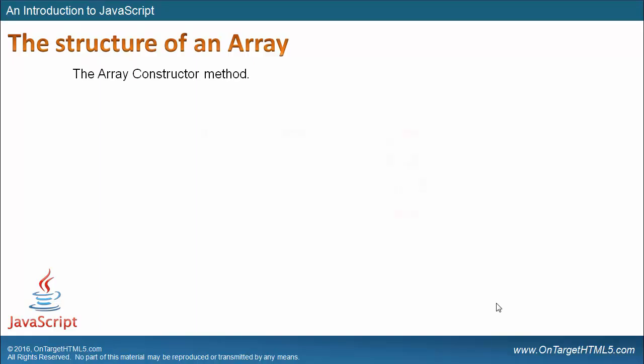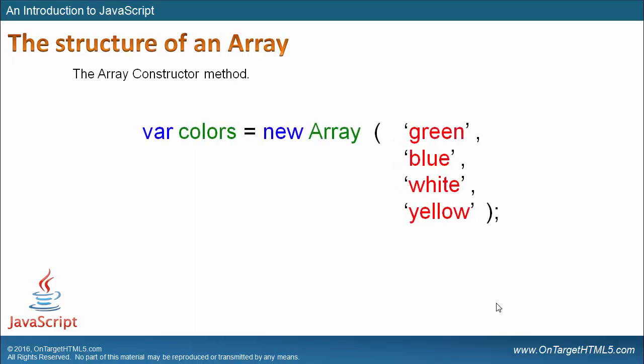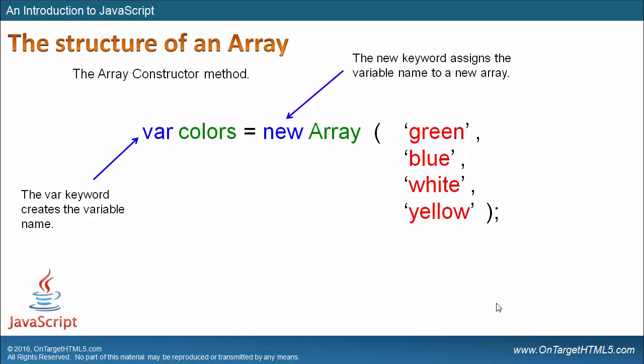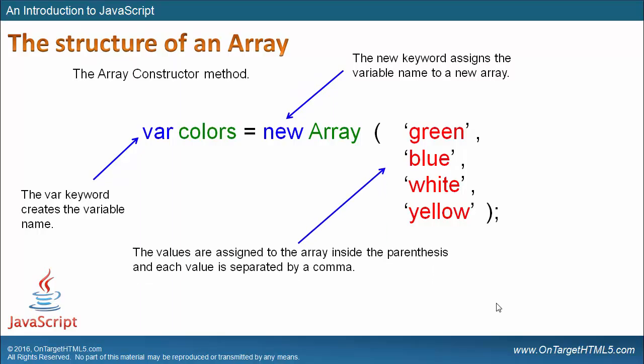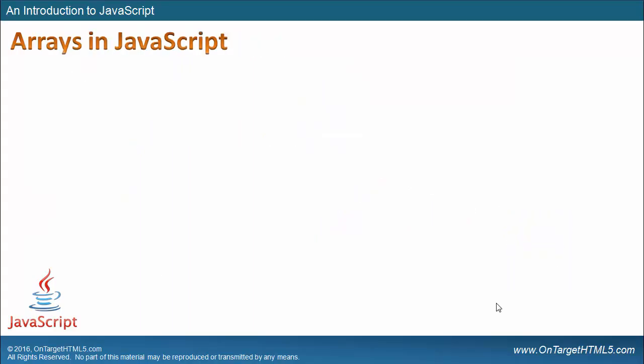With the array constructor method, again, we have a variable called colors, and that equals a new Array, and then in parentheses, as a comma-separated list, I've got the values that make up the array. The var keyword creates the variable name. The new keyword assigns the variable name to a new array, and then the values are assigned to the array inside parentheses, and each value is separated by a comma. And again, because they're strings, they're enclosed in quotation marks. And just like before, the statement ends with a semicolon.